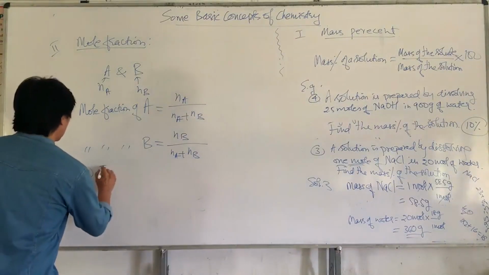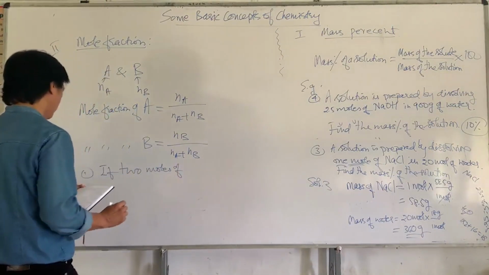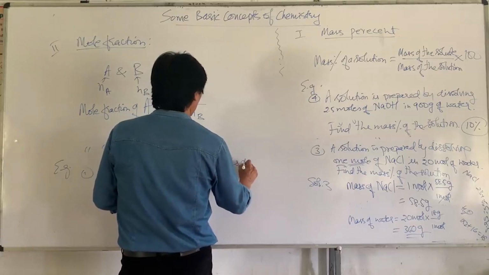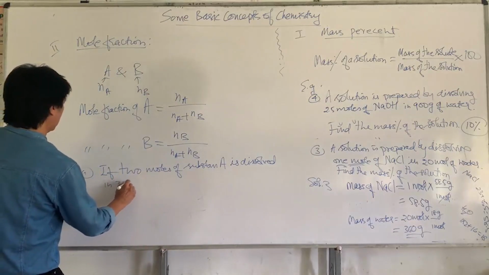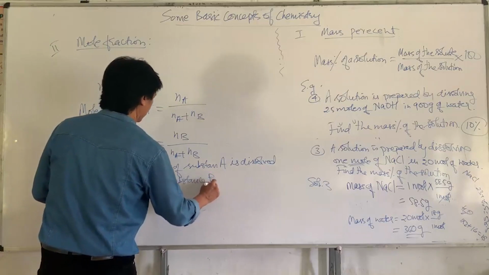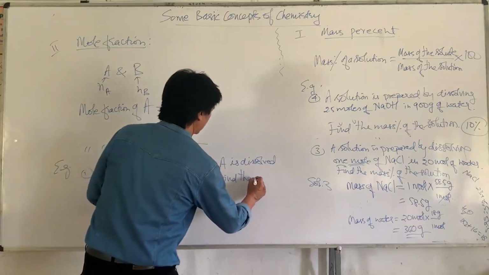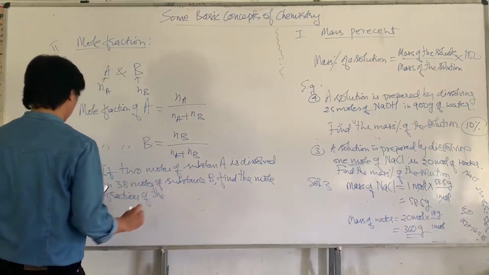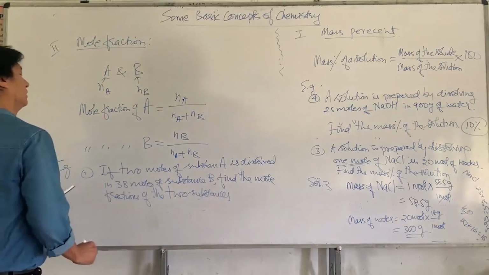The first example for you is, okay, if 2 moles of substance A is dissolved in 38 moles of substance B. Find the mole fractions of the two substances or components.